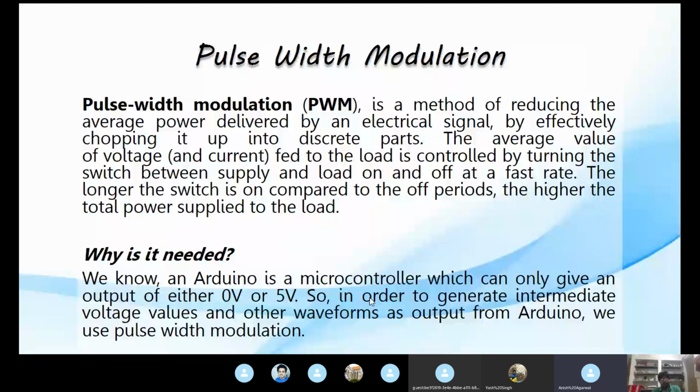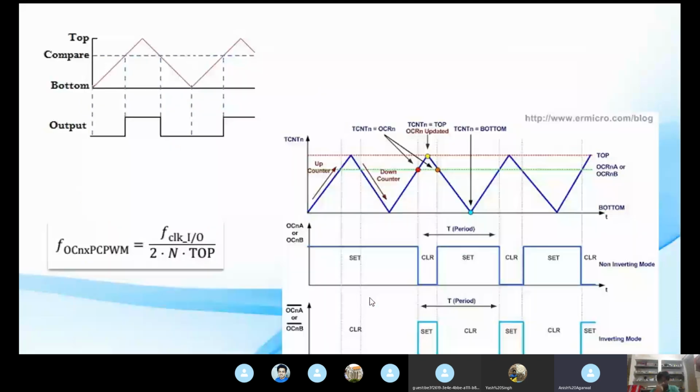Now I'll explain how it works exactly. Alright. Everyone can see this OCNA or OCNB thing, set, clear, set, clear, set, right? Alright, so what we do with a pulse is set it high for an amount of time, and then set it low for an amount of time.